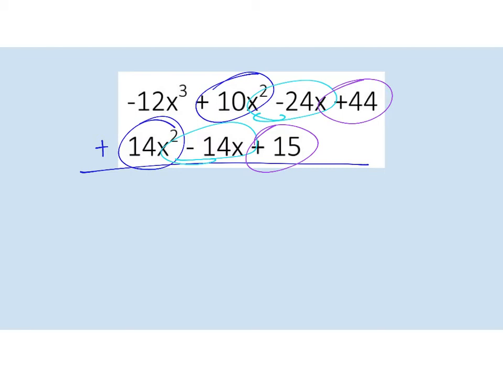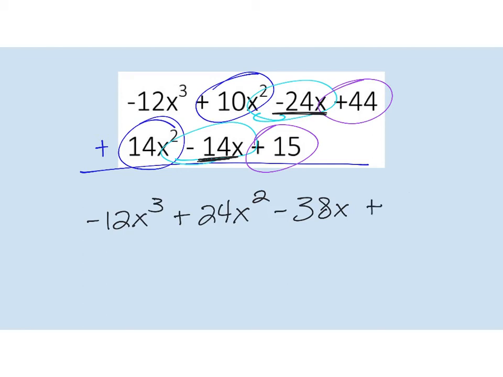So starting with the largest exponent, that would be a negative 12x cubed. Then I'm going to go to the x squared. So that's a positive 14 and a positive 10. So that would be plus 24x squared. Then I have the negative 14 and a negative 24, which would give us a negative 38x. And last but not least, 44 plus 15 will give us 59.